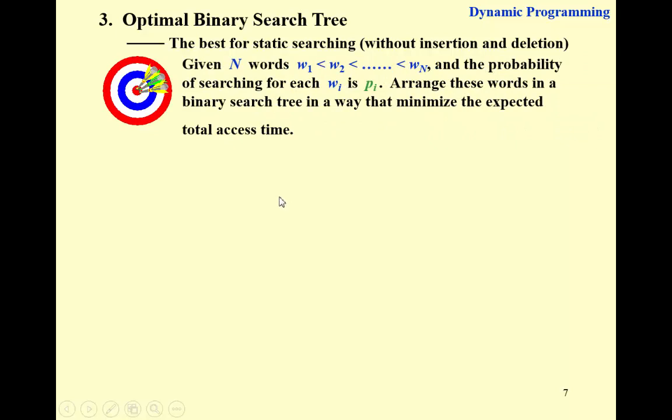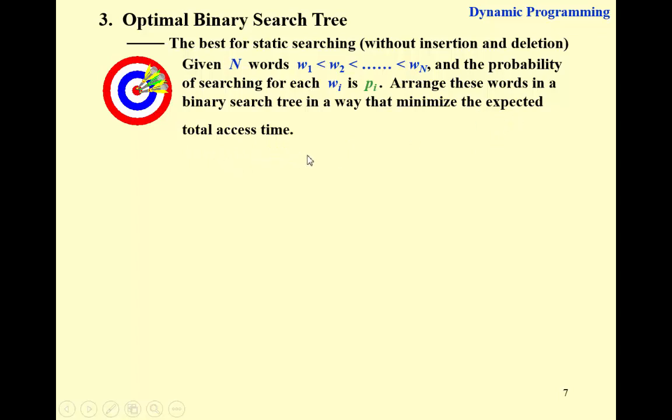And the task of OBST is that given n keywords, and we assume that they are given in sorted order, and the probability of searching for each word is also given as p sub i. All right, so each word has a different probability of being searched. And we're supposed to arrange these words in a binary search tree in a way that minimizes the expected total access time.